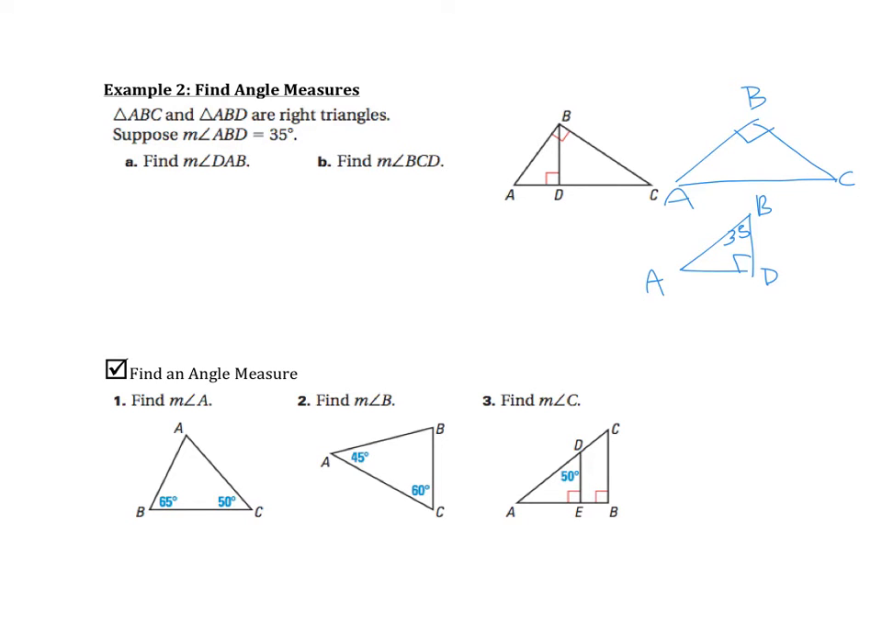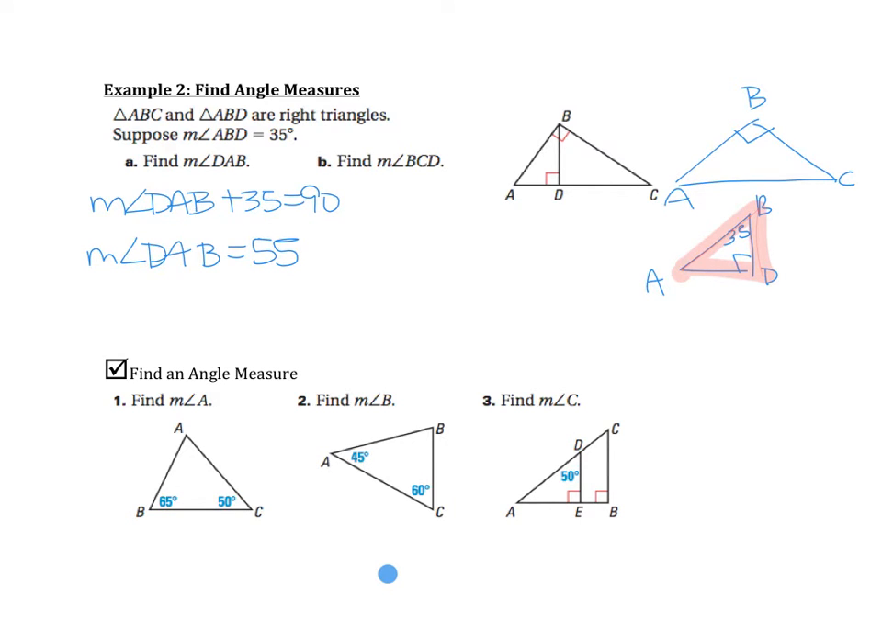Alright, so DAB, we're looking at this triangle down here. Measure DAB plus 35 is going to equal 90. So the measure of DAB is 55.